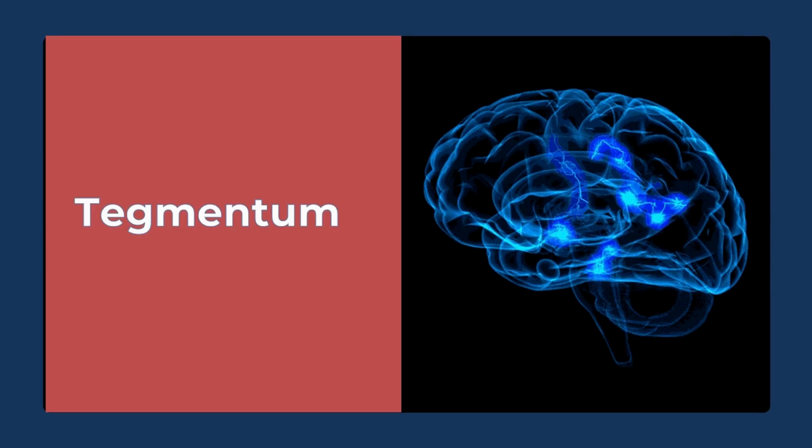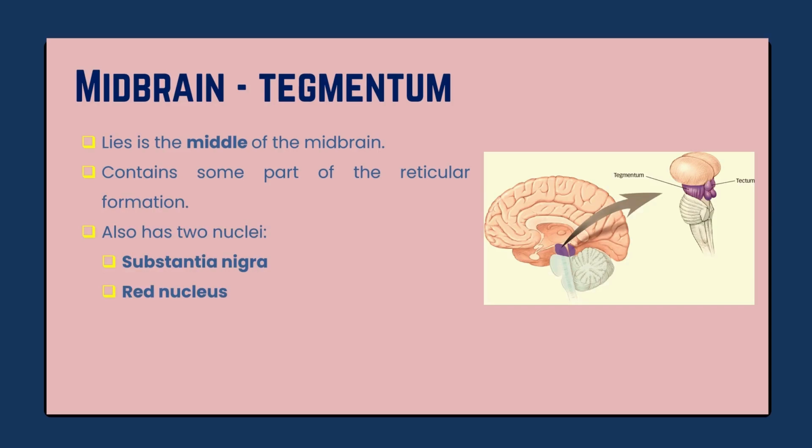Now we move on to the next part of the midbrain, which is tegmentum. Tegmentum lies in the middle of the midbrain. We said tectum lies on the top of the midbrain, it's the roof of the midbrain. And now here tegmentum lies in the middle of the midbrain. You can see this violet part right here. This is zoomed in also. This is the tegmentum, and it contains some part of the reticular formation. I'll tell you what reticular formation is. It also has two nuclei: substantia nigra and red nucleus.